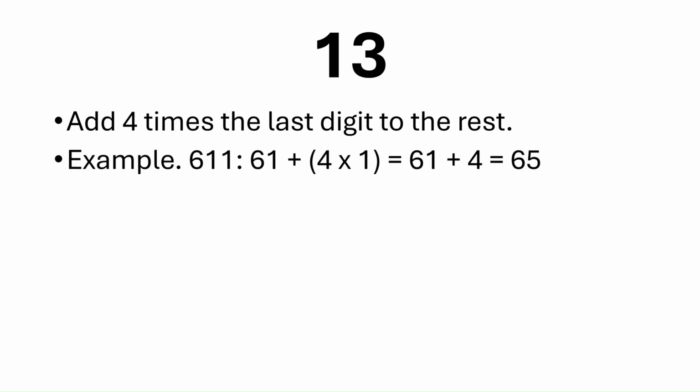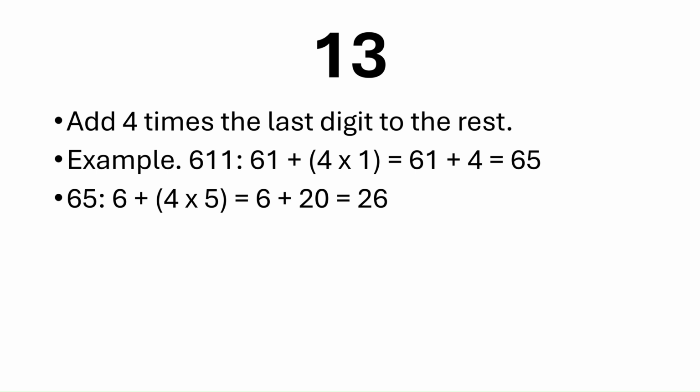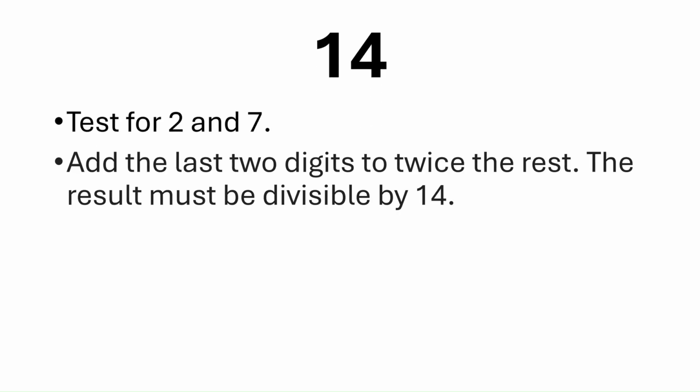Example. 611, 61 plus 4 by 1 equals 61 plus 4 is equal to 65. You can repeat until you're sure. 65, 6 plus 4 by 5 equals 6 plus 20 is equal to 26. 14. Test for 2 and 7.